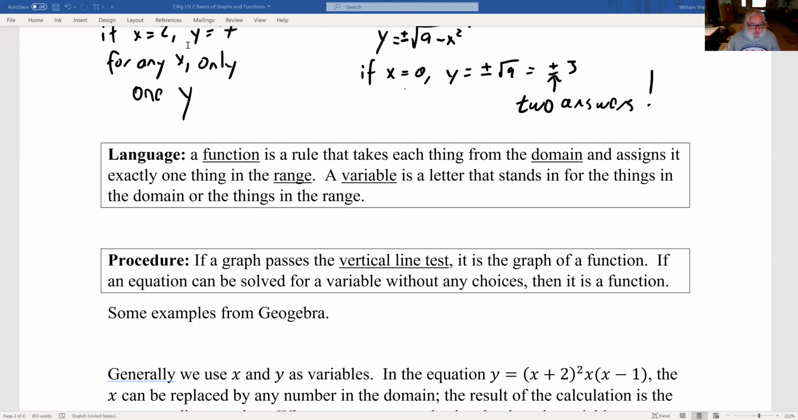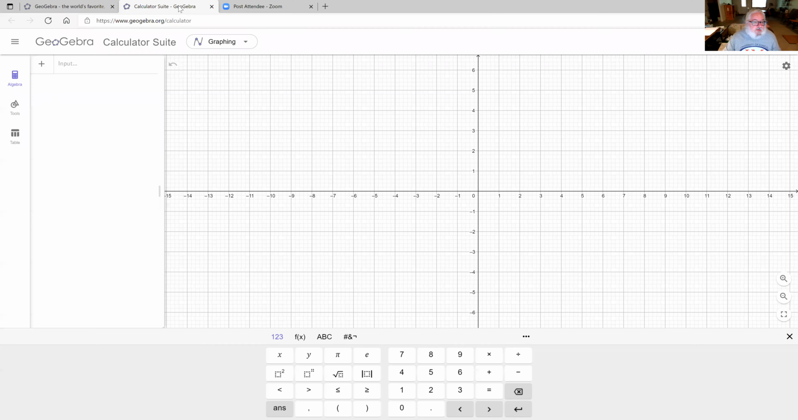Where's my GeoGebra screen? I don't actually have it up. I should have it up. Ah, there it is. Okay. There's my GeoGebra screen.